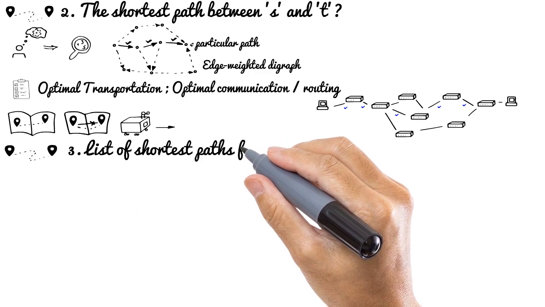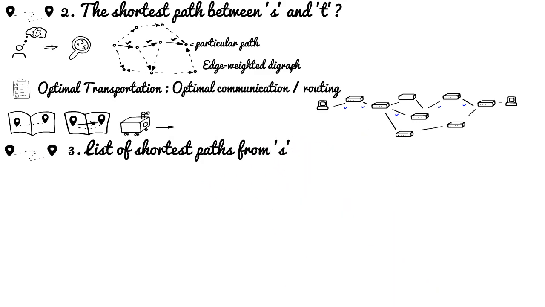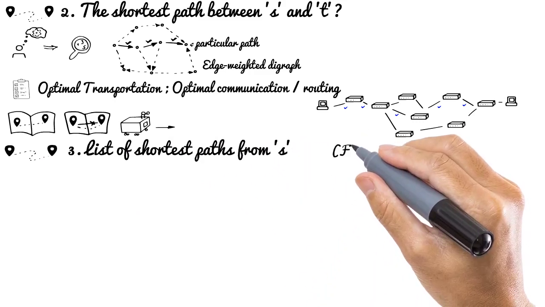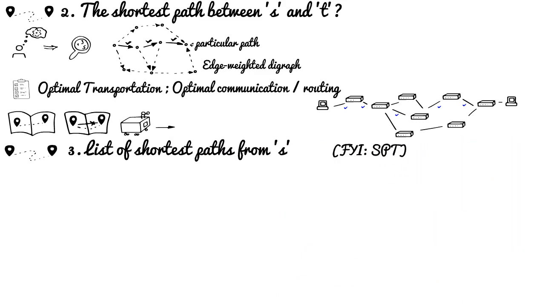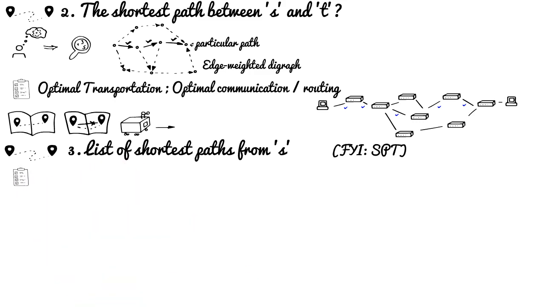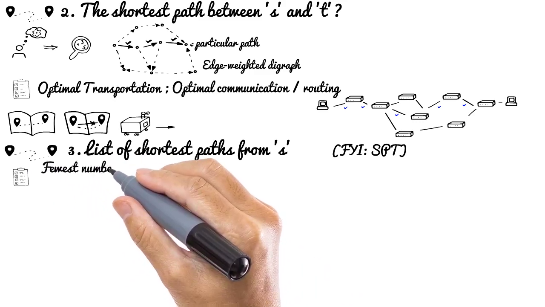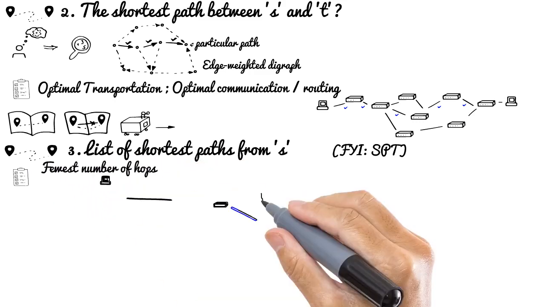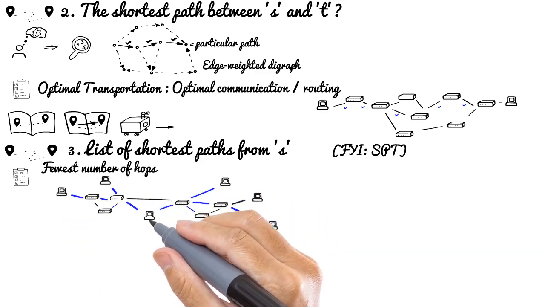What is the list of shortest paths from vertex S to all other vertices? This is actually about building shortest path tree from vertex S, and you already know this term. Or when we may need to know the whole list of shortest paths. In practice, it may be related to communication network problem. For example, to find fewest number of hops from computer S to list of other nodes in the network.